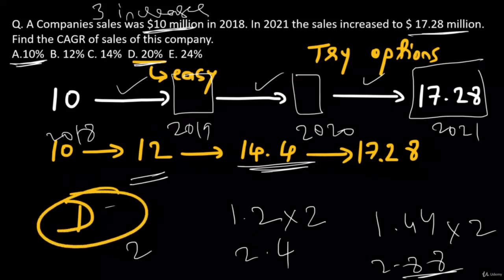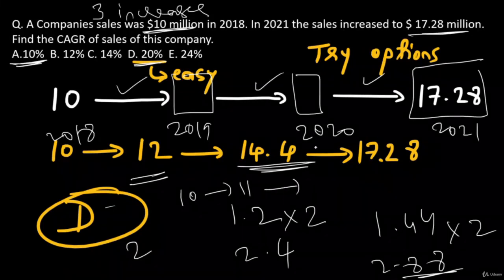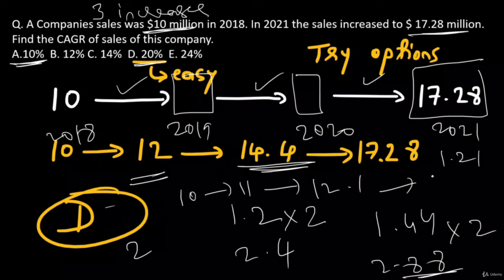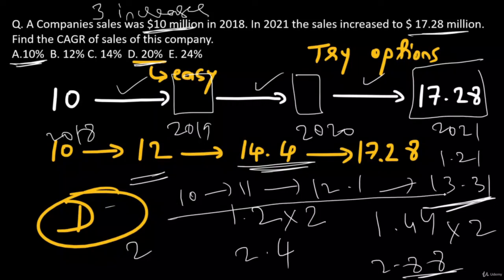All right, now you can go ahead and try some other options also. So if you try 10, for example, let's quickly try option 10, which is option A. So 10 will increase to 11, and 11 will increase to 12.1, because you have to add 1.1, and 12.1 has to be increased by 1.21. How much is that? That's equal to 13.31. So that's 1, 2, 3. You have increased it 3 times and you're not getting to 17.28. So 10 is not the correct answer, and the answer is greater than 10.